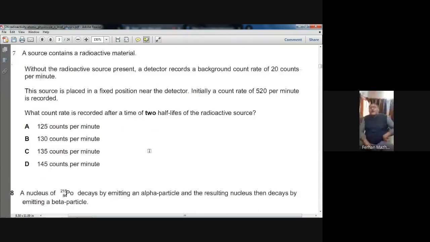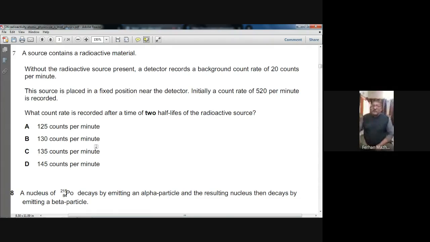Source contains the radioactive material. Without the radioactive source present, a detector records a background count rate of 20 counts per minute. The source is then placed in a fixed position near the detector. Initially, a count rate of 520 per minute is recorded. What count rate is recorded after a time of two half-lives of the radioactive source?